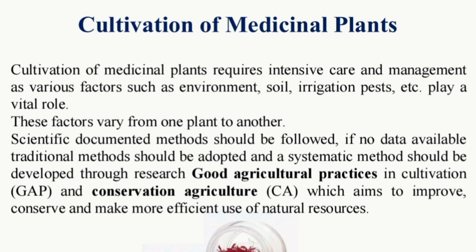The scientific documented method should be followed. If no data is available, traditional methods should be adopted, and a systematic method should be developed through research. Good agricultural practices in the cultivation and conservation agriculture, which aim to improve, conserve, and make more efficient use of the natural resources. So we have GAP and CA. We will search in these two, and we are going to cultivate those medicinal plants.